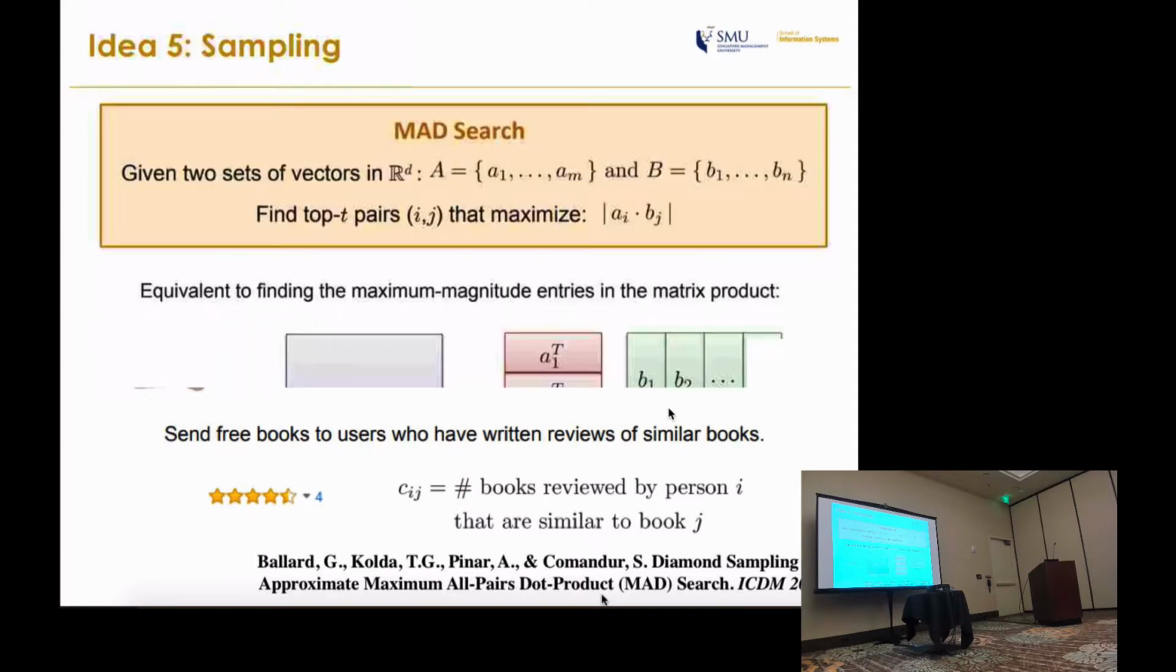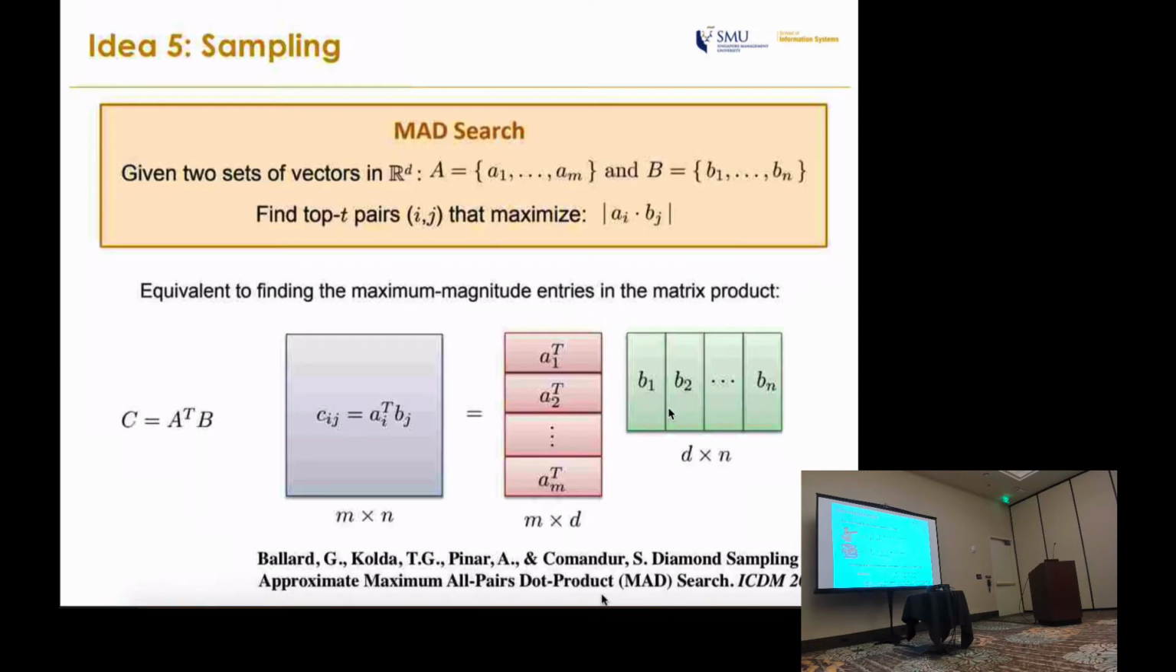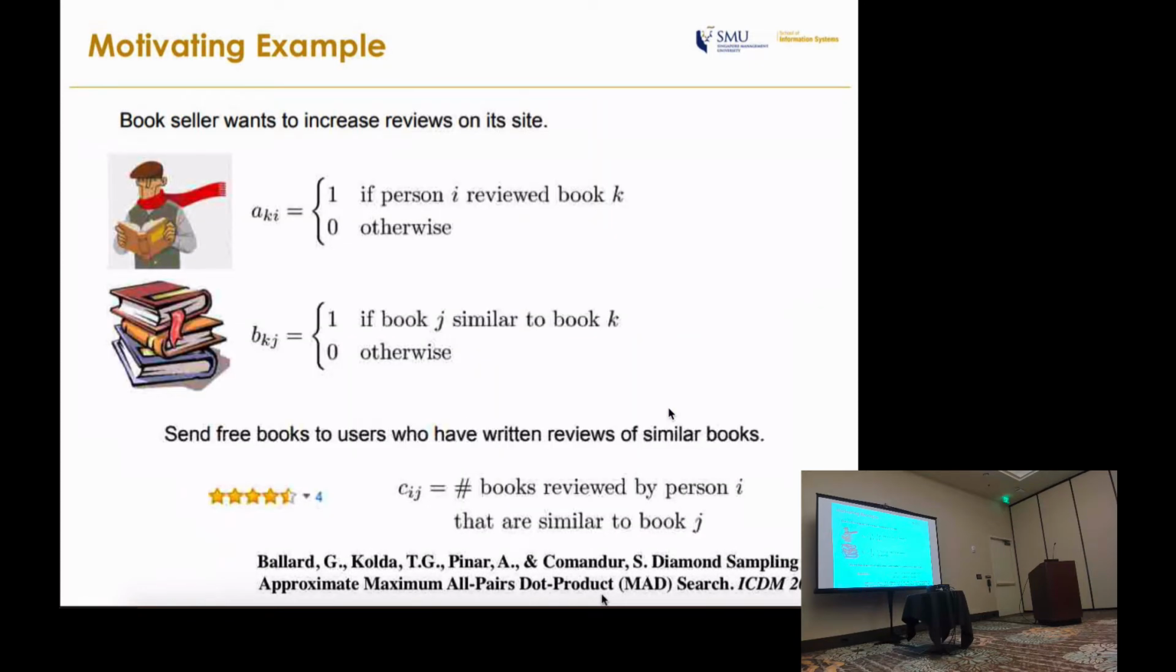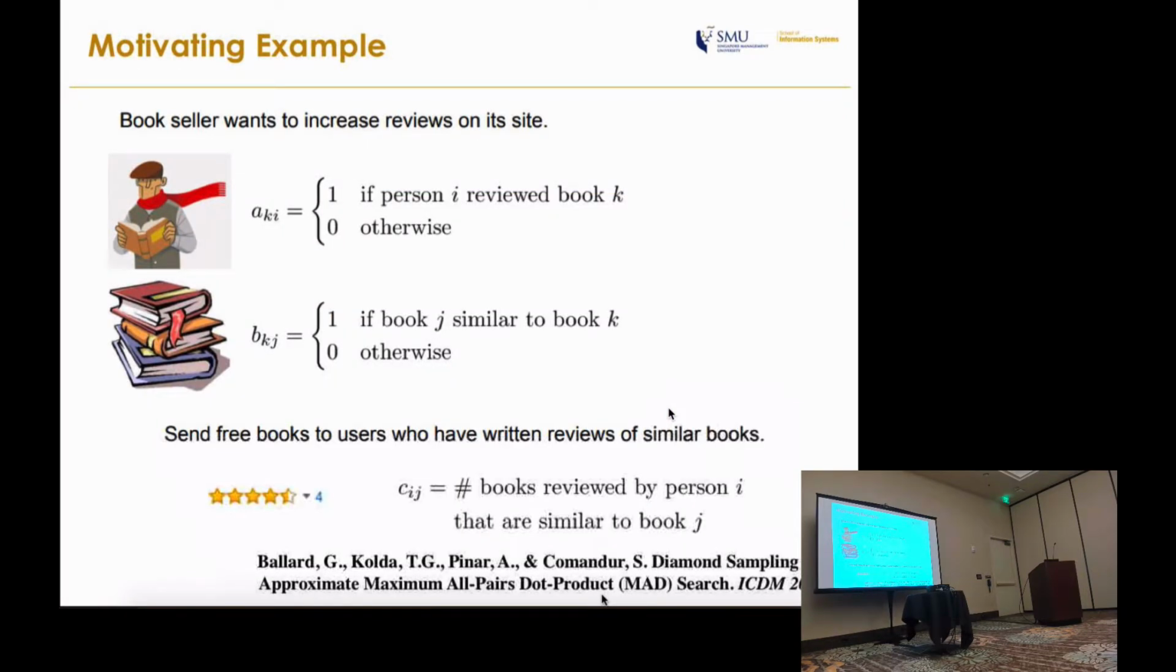So you can see, right, if you represent this through a matrix A, which consists of all the viewing history of the users over all the books, and matrix B is the book similarity matrix, then the inner product between any two vectors of matrix A and matrix B is actually the number of books reviewed by a particular user that are similar to a given book.